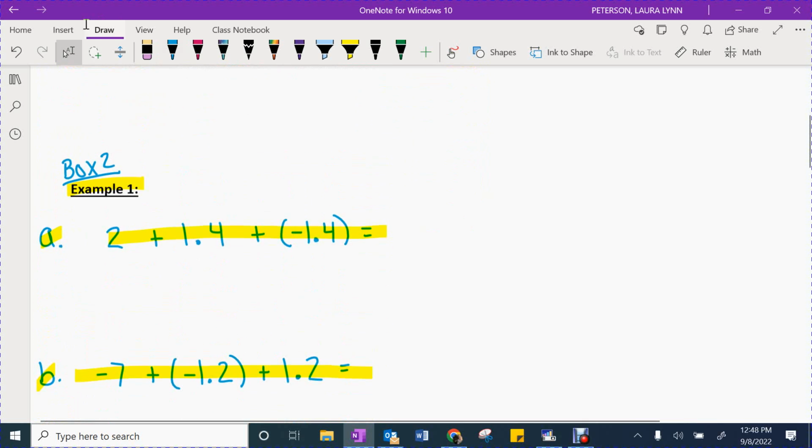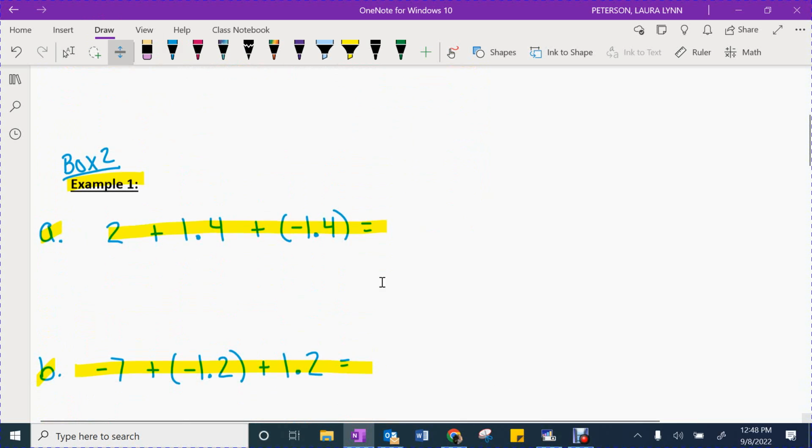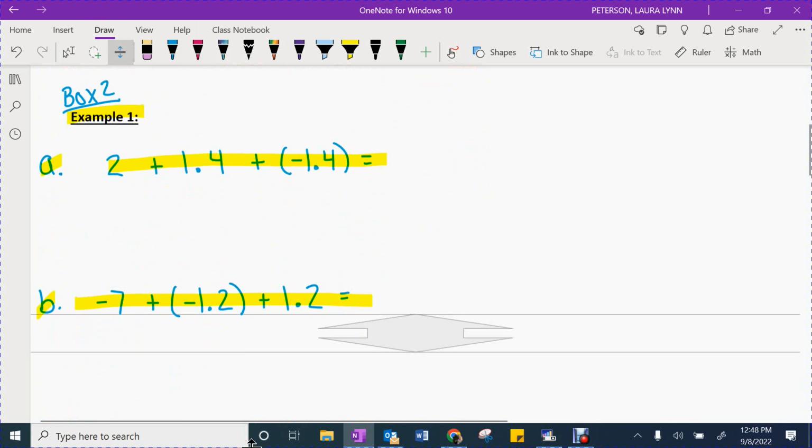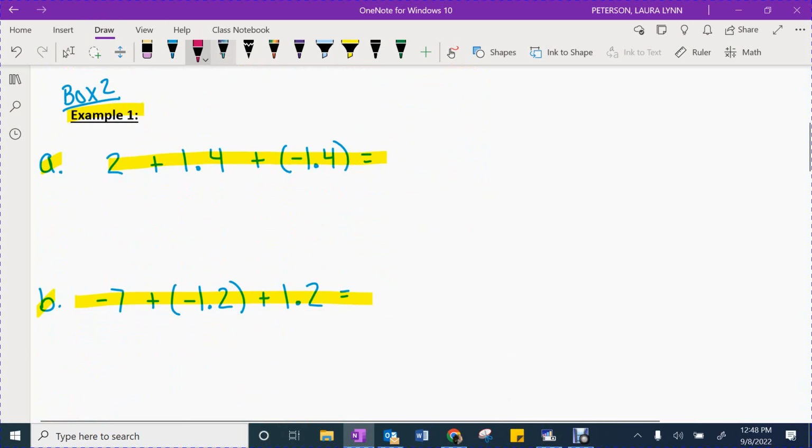Box 2, we're going to start out hopefully not too bad. Anything in yellow is a must write down, so if you need to pause the video to write this down, please do. Unpause when you're ready to go through it. But example 1, we have 2 plus 1.4 plus negative 1.4. What's going to make this a little challenging is that we have 3 numbers.